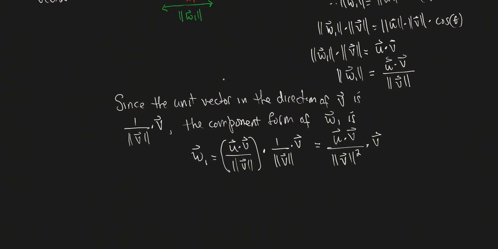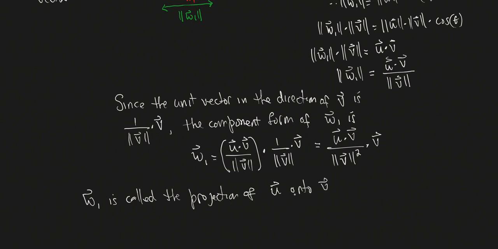But let's go ahead and write that down. So w1 is called the projection of u onto v.